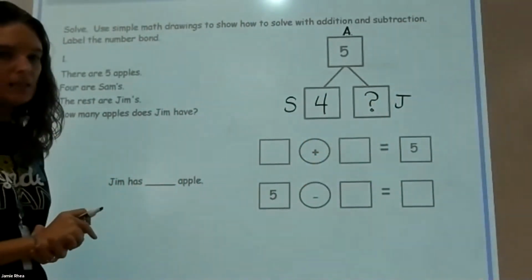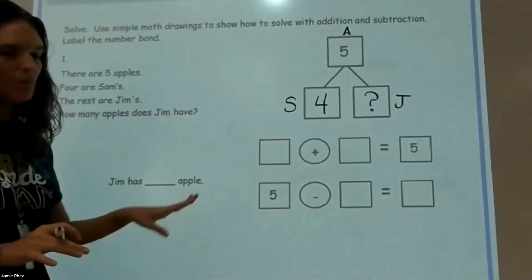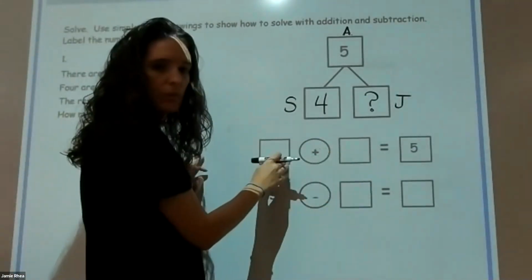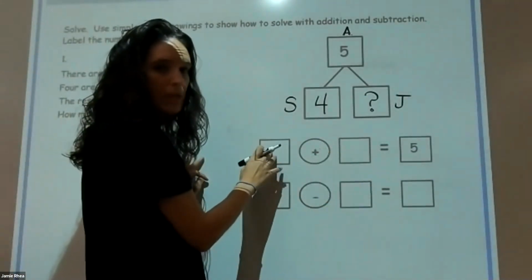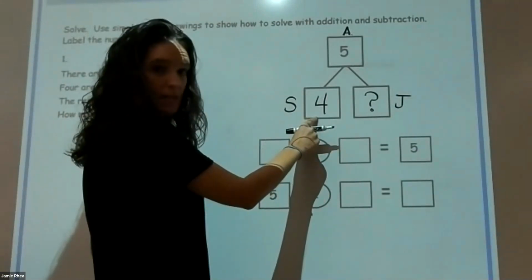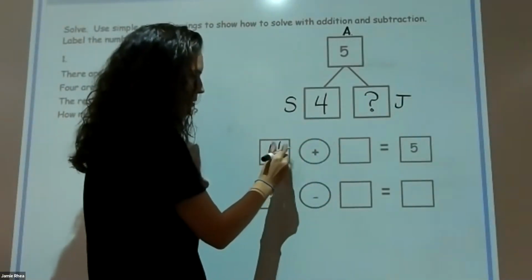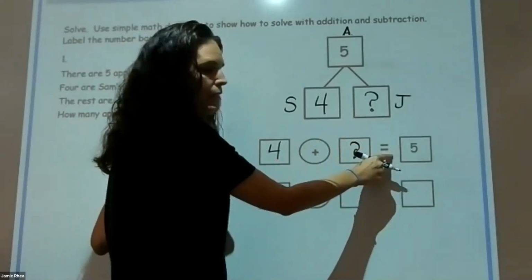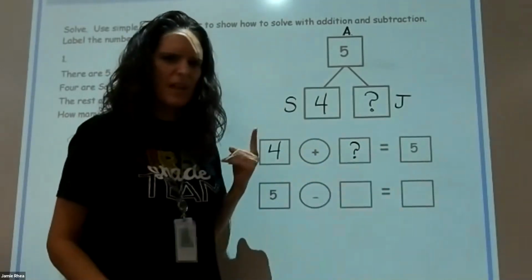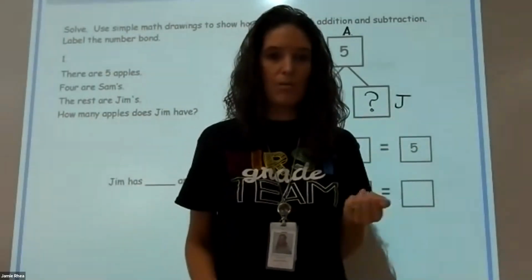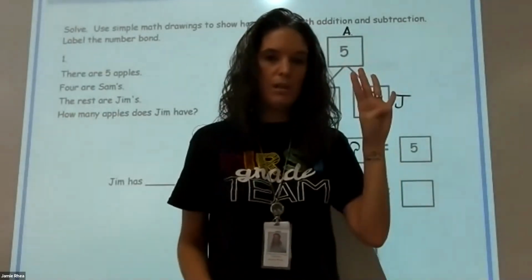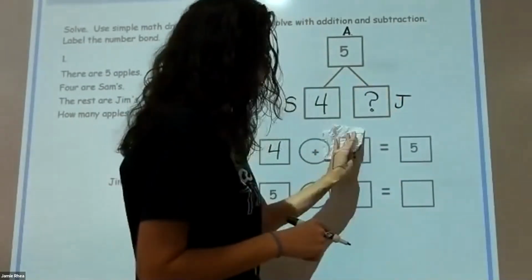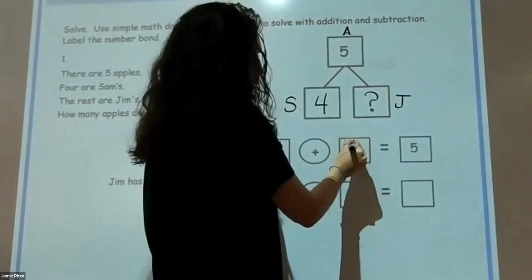Okay. Now I can go back and fill in my number sentences. So let's start with our addition sentence. When we start with our addition sentence, we start with the part we know. We know that Sam has 4 apples. Plus, however many Jim has, we don't know, equals 5. Now, how can I solve that? I could say 4 and then count on to 5. So let's do that. 4, 5. How many did we count on? Just 1. So let's put our 1 right here.